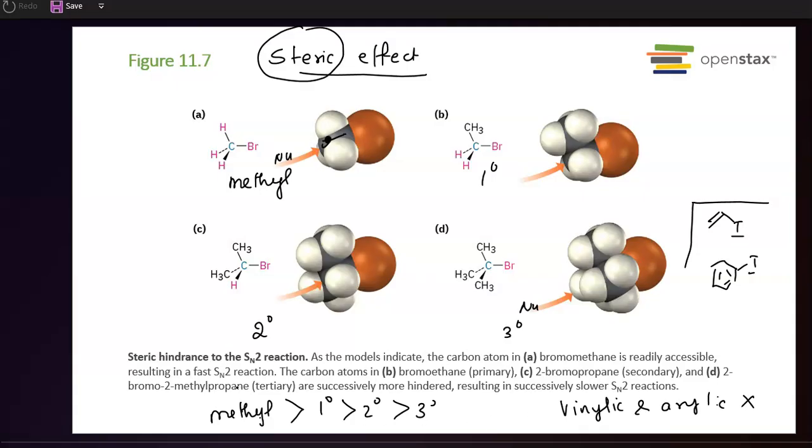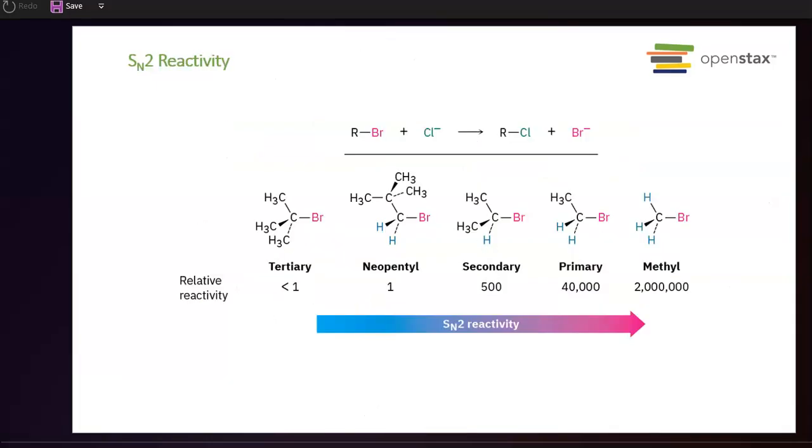Alright, so you have to remember which would be the best substrate. Methyl and primary work the best. Secondary is okay, but tertiary is the worst one. This is the worst, and this is the best one. Here it is showing this SN2 reactivity again. We're doing a comparison of tertiary versus methyl, and you can see that the tertiary is very less reactive as compared to the methyl alkyl halide.